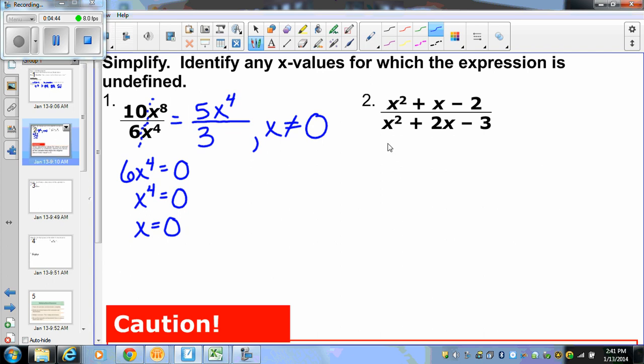Now let's look at number 2. On number 2, I have more than one term in the numerator and in the denominator. So these are actually going to simplify by factoring.